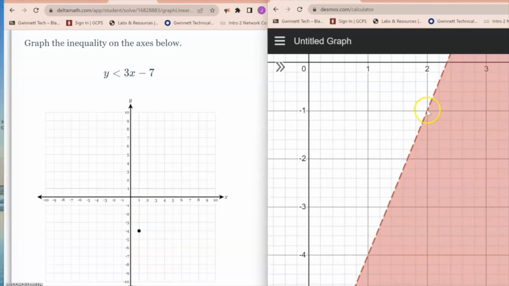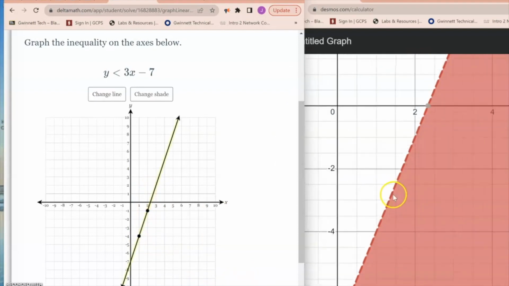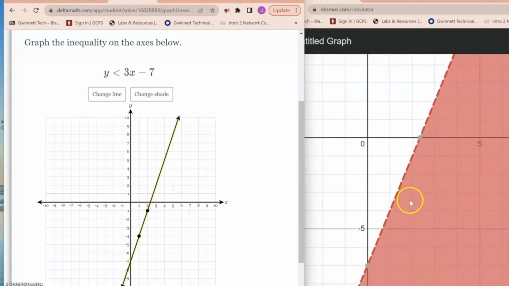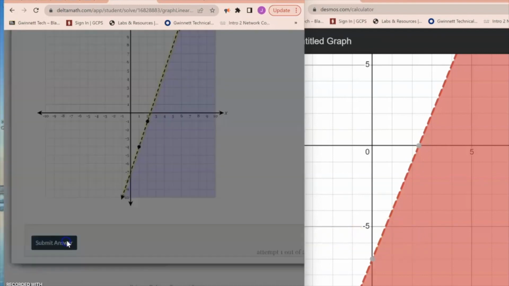All right, let me find a different one. Right here is a corner. And again, if you can't get it exact, you can just look at it. So this is 2, -1. So I'm going to zoom out just to make sure the graph looks like that. Yeah, it looks like that. All right, now notice it is a dotted line because there's no equal sign, so change it. And then it's small. So the small numbers for y are down here. So you just change the shade because it needs to look like what you have.